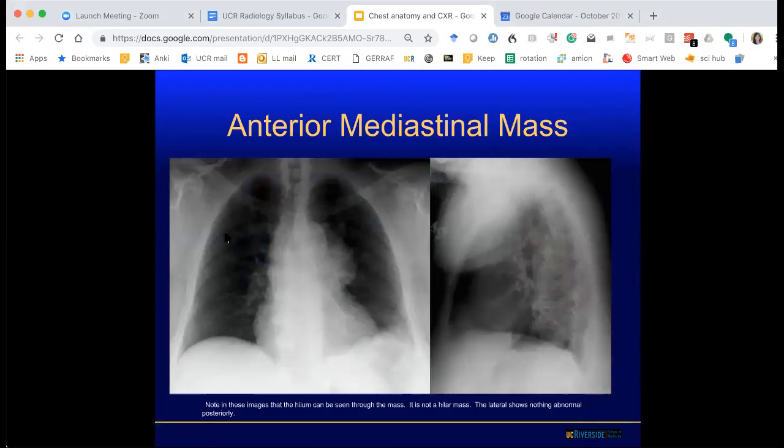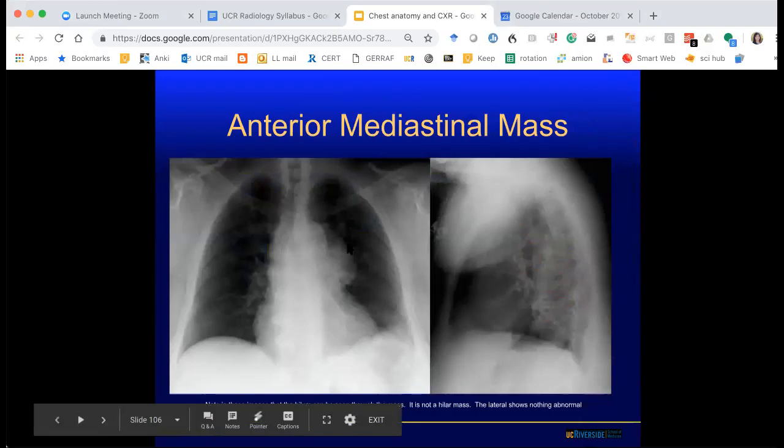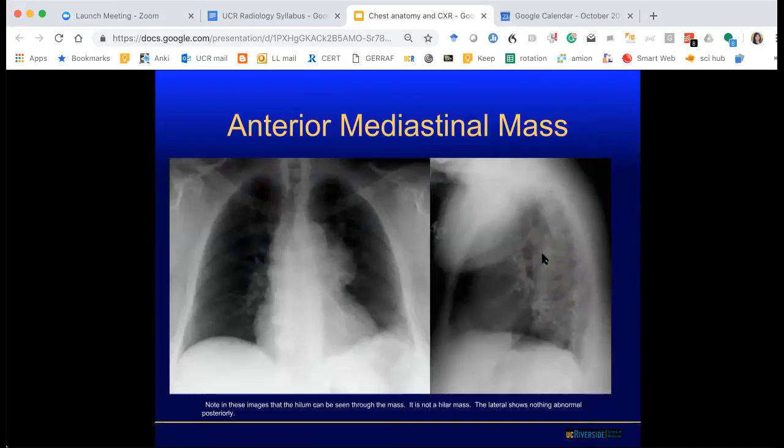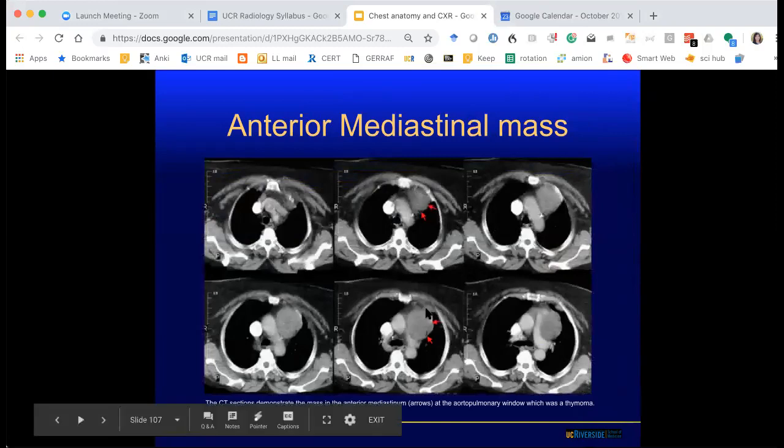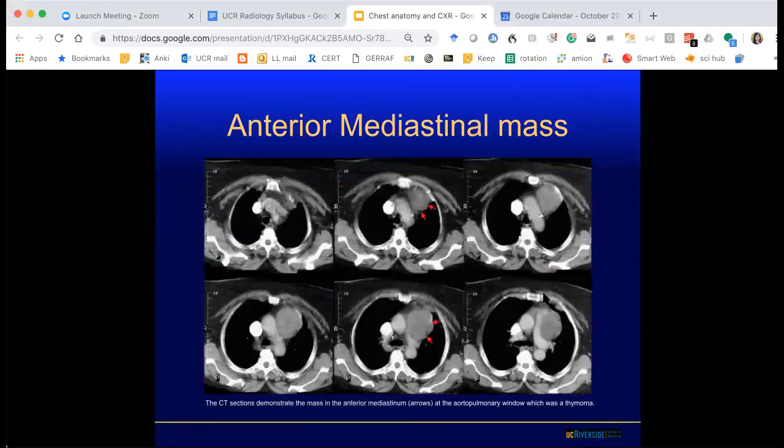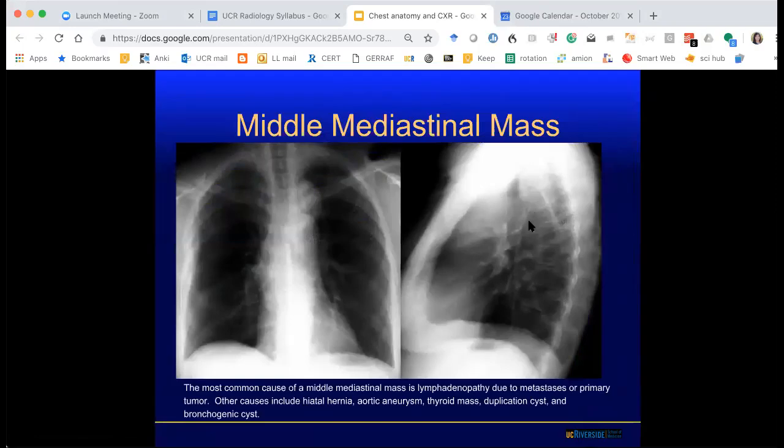Possible thing. So there's this mass here, right? Along the left hilar region, there's the mass. It's actually kind of hard to see on the lateral radiograph, but you're definitely going to need cross-sectional imaging. So the patient goes on to get a CT scan, and there is this mass here in the anterior mediastinum, which was consistent with thymoma.